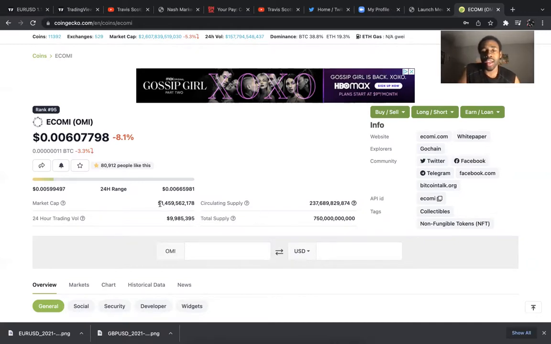But right here, the market cap is 1,459,459,562,178. Okay, so the market cap and the circulating supply, that's what really determines how you can kind of judge how much you will make on your money by investing in this coin, because you're going to need a certain amount of market cap to come into the market to make that coin go up.